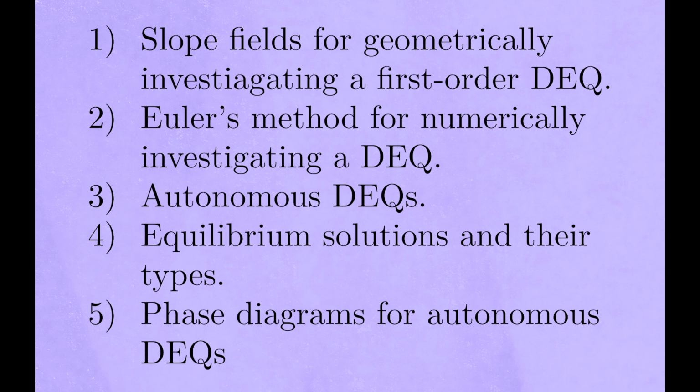Today we talked about drawing slope fields for a first-order differential equation and approximating their solutions numerically using Euler's method. We discussed autonomous differential equations, a special kind of solution called an equilibrium solution, and how to classify these using a phase line.